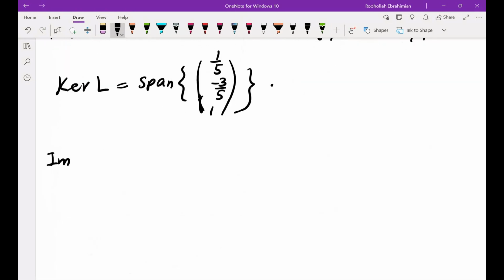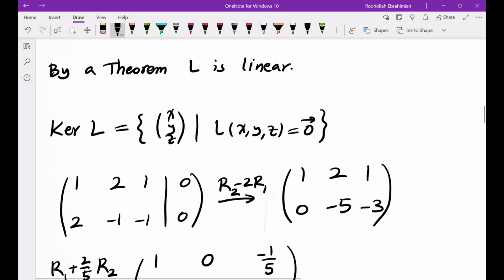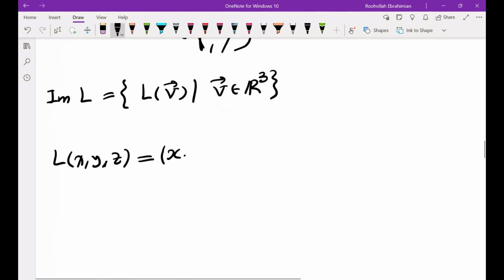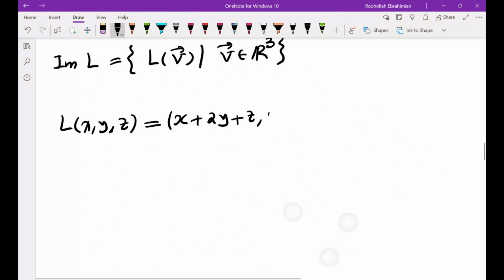So the image of L would be all of the L of V, where V comes from the domain. What does that mean? Let's write down what this means. This is L of xyz. This is the same as, let me just write down the formula first: x plus 2y plus z, comma, and the second one was 2x minus y minus z.